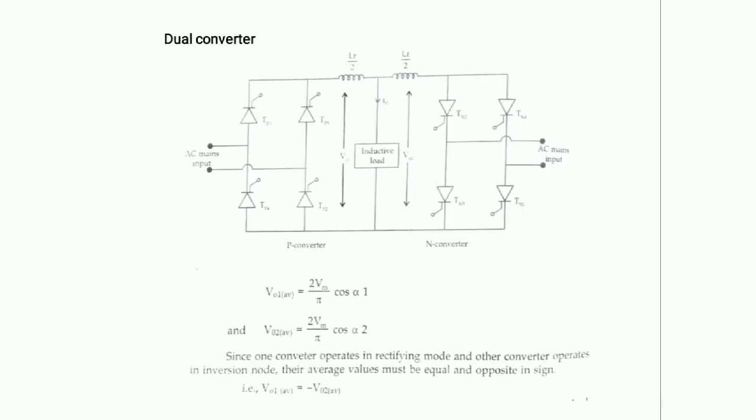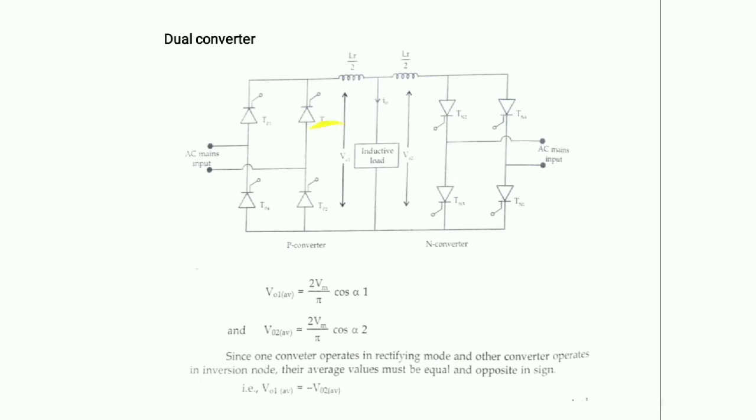Next concept, dual converters. A dual converter is a circuit which operates in all four quadrants. It makes use of single phase full converters, which operate in two quadrants. If two such single phase converters are connected back to back, it is possible to get four quadrant operation. Such converters are known as dual converters.